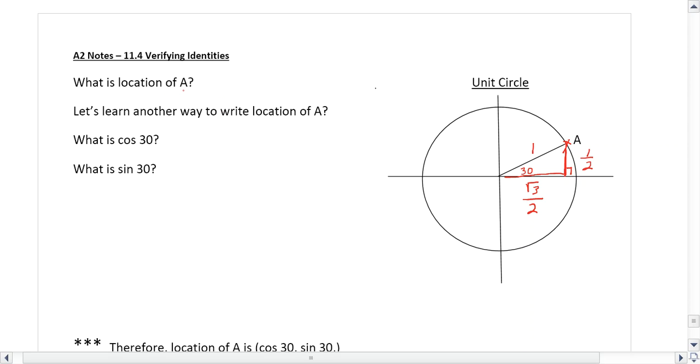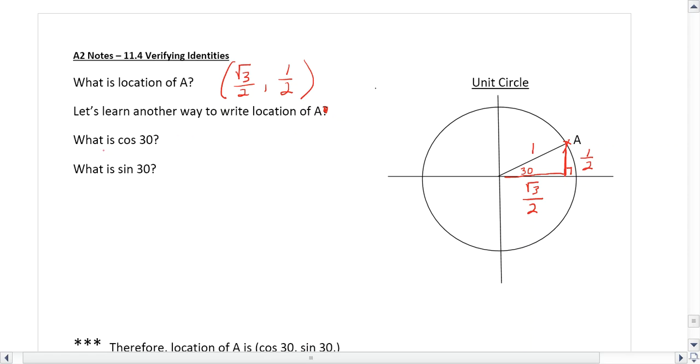So starting here, the location of A, the old way we did it, the x is square root 3 over 2, comma, and the y is 1/2. All right, that's your previous knowledge. So now let's look at another way to write this location.